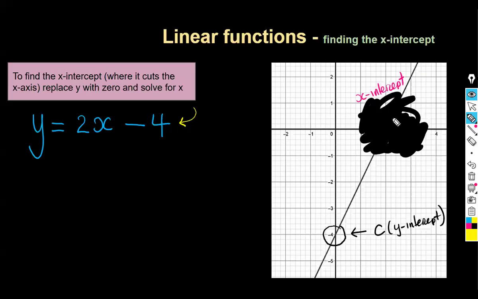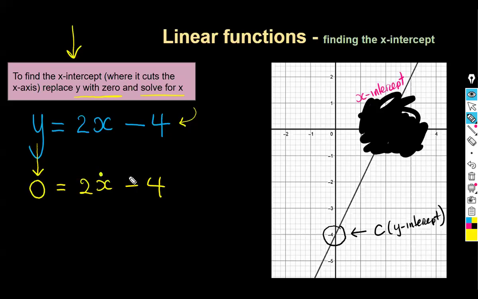Anytime you are trying to figure out where a graph cuts the x-axis, these are the instructions here. Let me read it back to you guys. To find the x-intercept, in other words, where it cuts the x-axis, just replace y with 0 and solve for x. All right, let's follow those instructions. The instruction says, throw away Mr. Y and replace him with what? 0. Throw away y, replace him with 0, and solve for x.